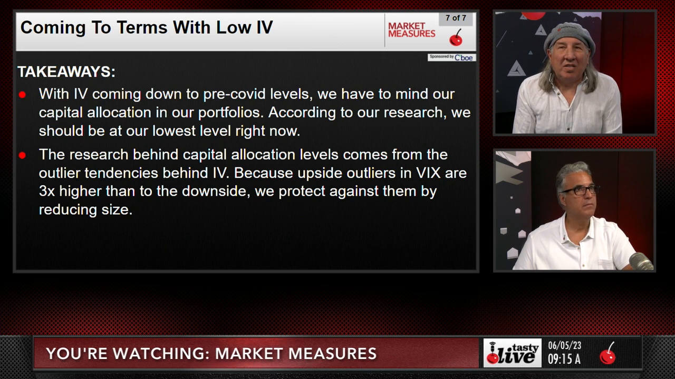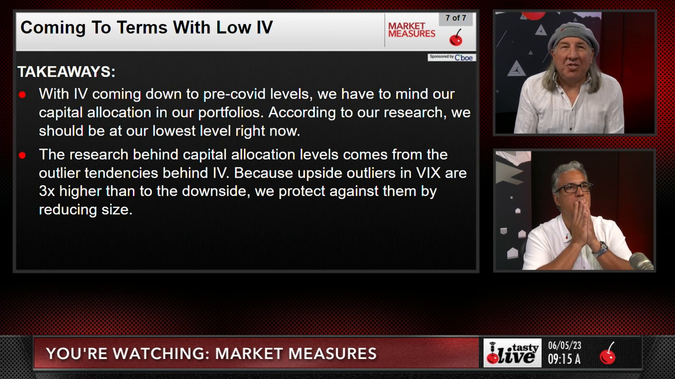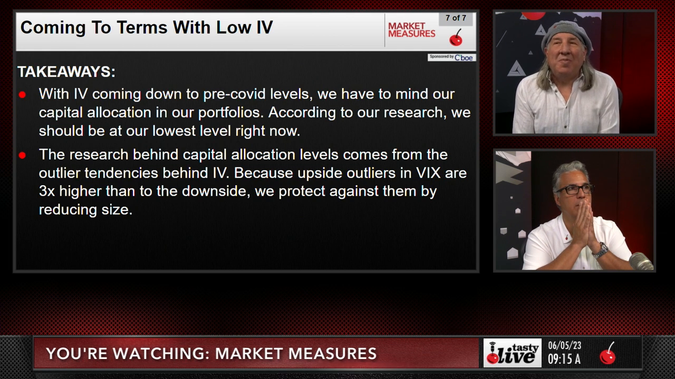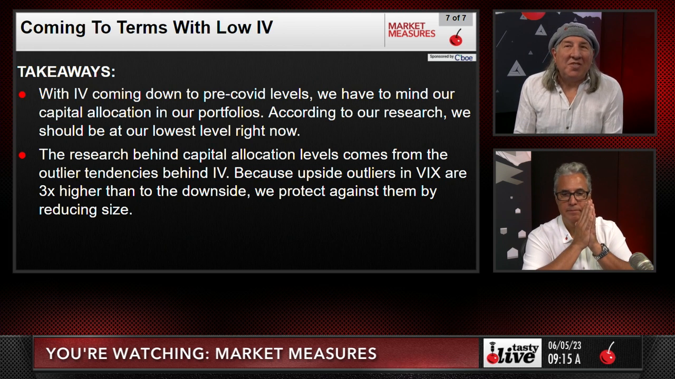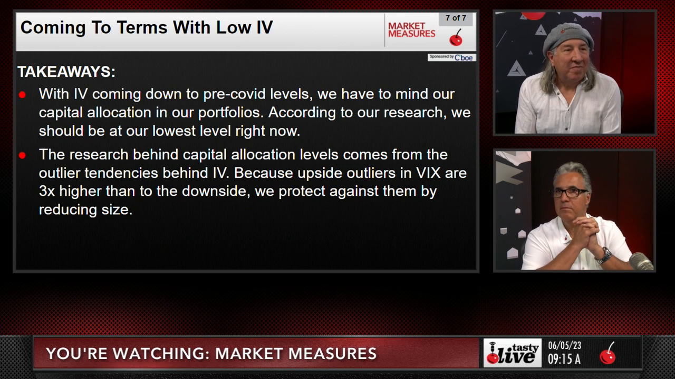Because upside outliers in the VIX are 3 times higher than to the downside, we protect against them by reducing size. Oh, they're talking about the VIX itself. Yeah, by reducing size. I was thinking about market moves. That's exactly right. Perfect. Good job by the team.